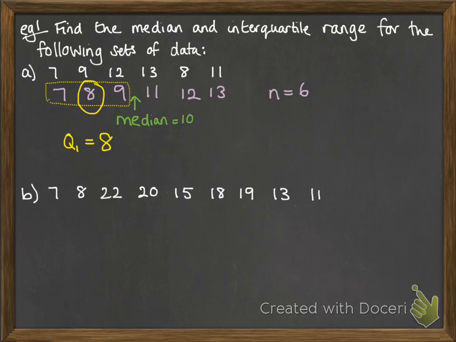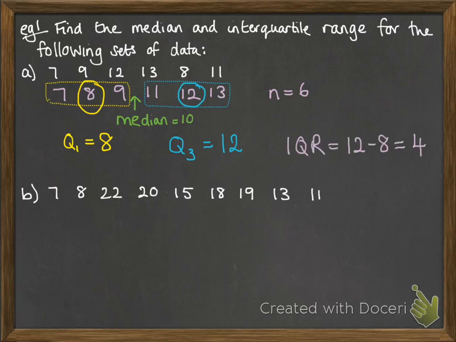So Q1, we separate out that bottom half and we take the middle value, so that would be 8, and we'll do the same for Q3 for the top half. Sorry, that should say Q3, let's just fix that. There we go, so Q3 is the middle of the top half above the median. Before B, we need to do the interquartile range, which is Q3 minus Q1, and that gives us 4.